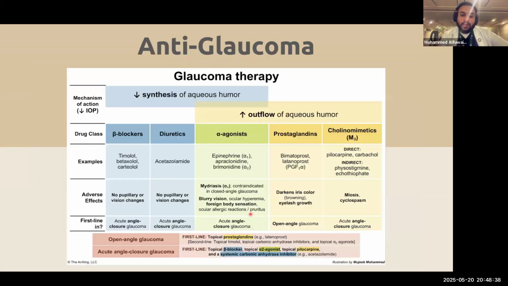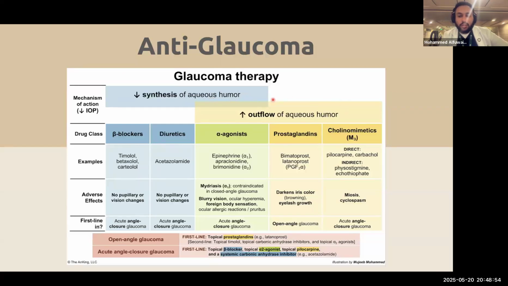Now, how do you do that? With drugs, usually. You have drugs that decrease synthesis of aqueous humor, and there are usually three medications that we can give: beta blockers, alpha agonists, or carbonic anhydrase inhibitors, which are diuretics.